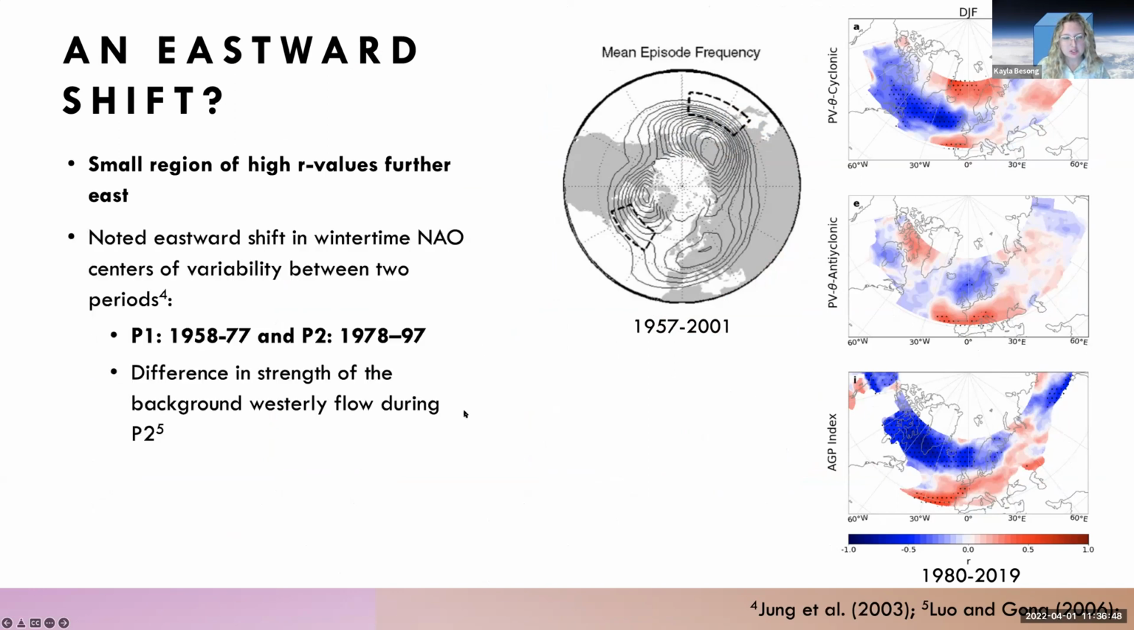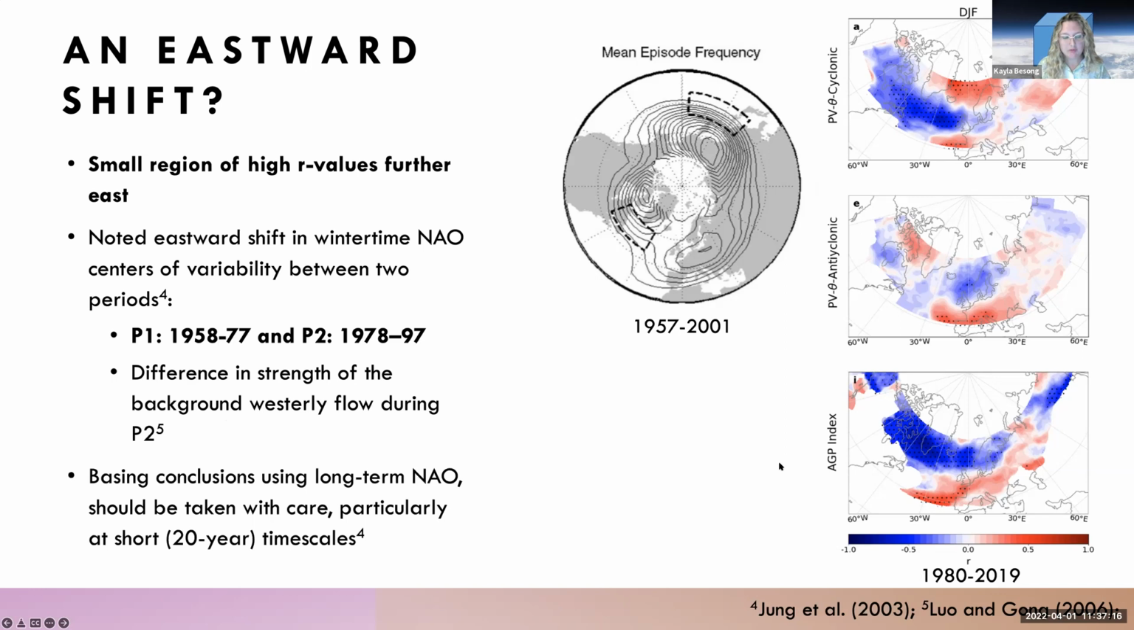There has been a noted eastward shift in the wintertime NAO centers of variability between two periods. These two periods are encapsulated by Wooling's study, with the earlier study being farther to the west. I only have the later study encompassed into my study period, with another 20 years shifted later. It was shown that between these two periods, the difference is in the strength of background westerly flow. It was, however, concluded that basing conclusions on these long-term NAO should be taken with care, particularly at short or 20-year timescales. So this really needs some further research and is actually a pretty curious problem to be occurring.